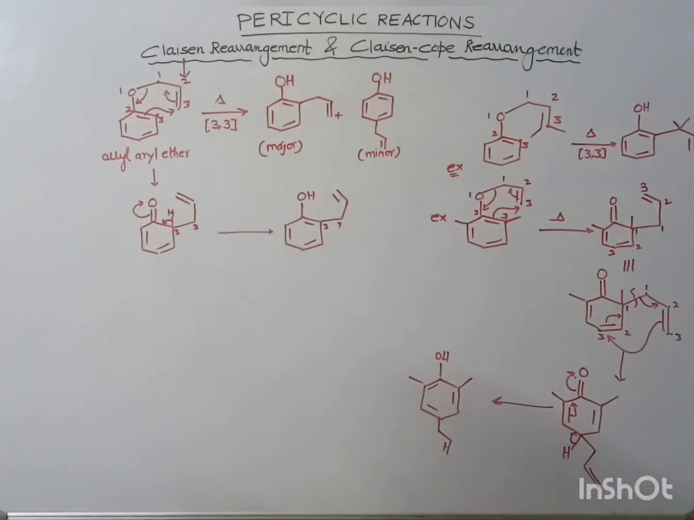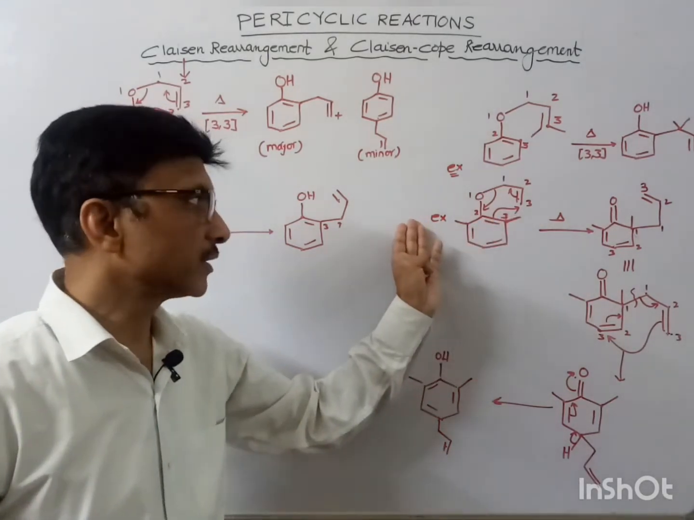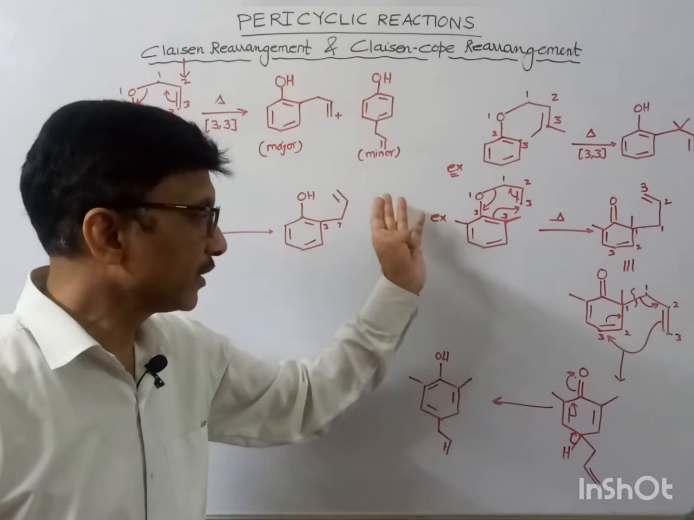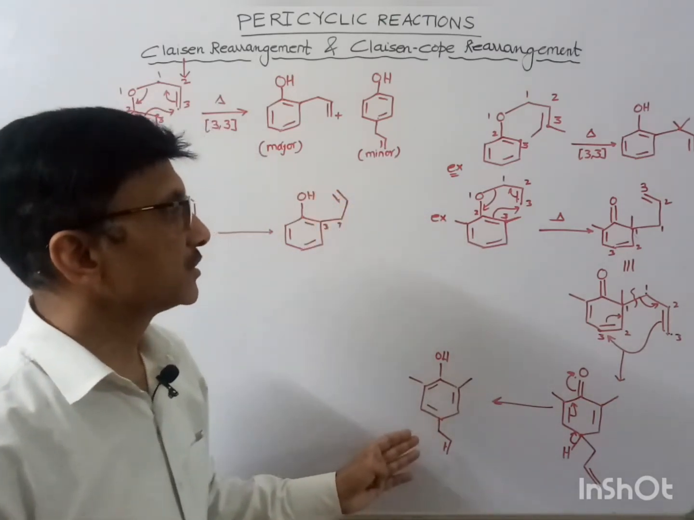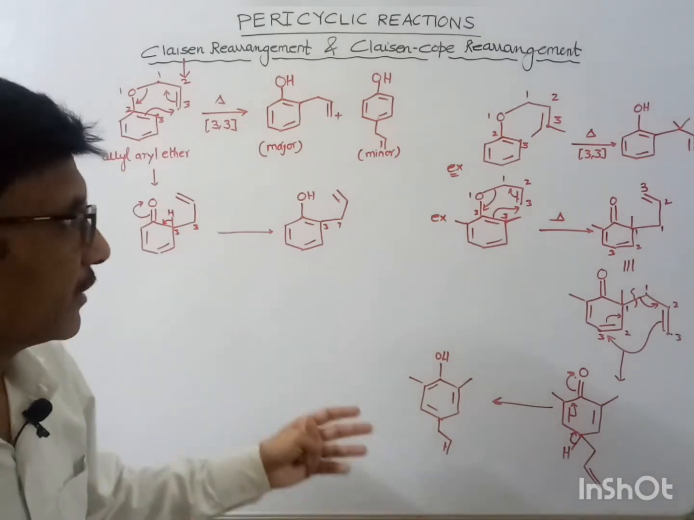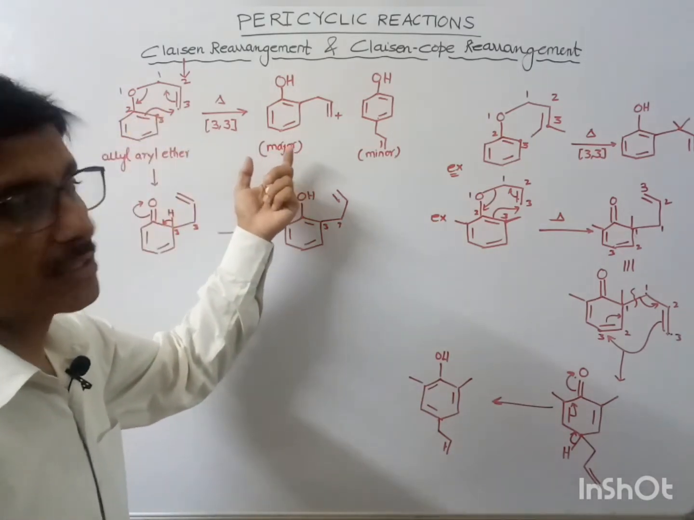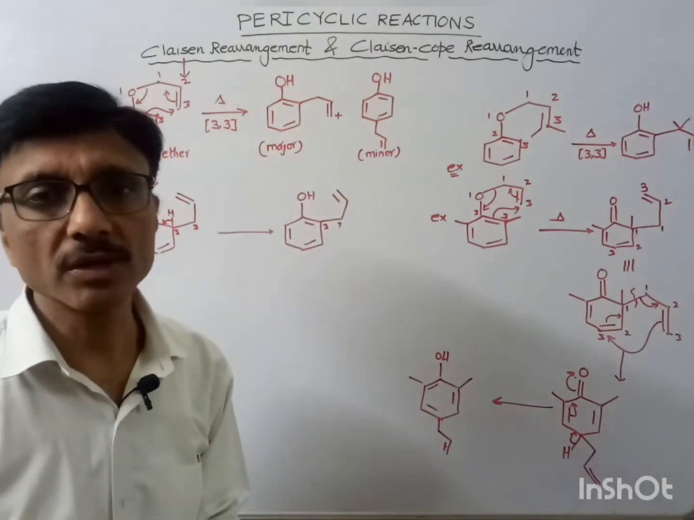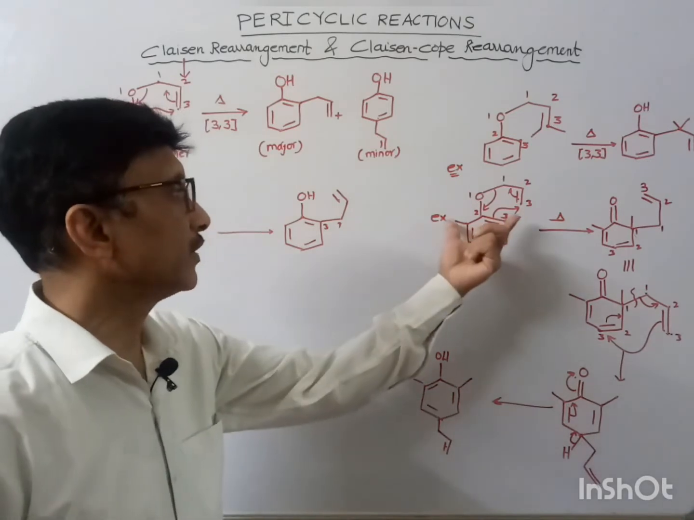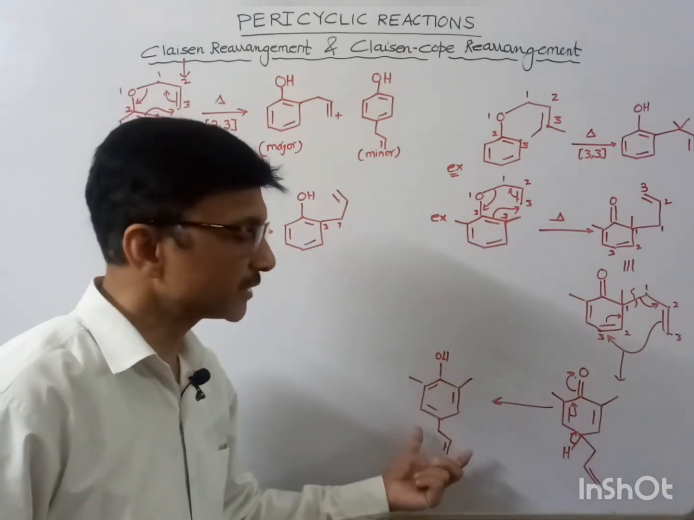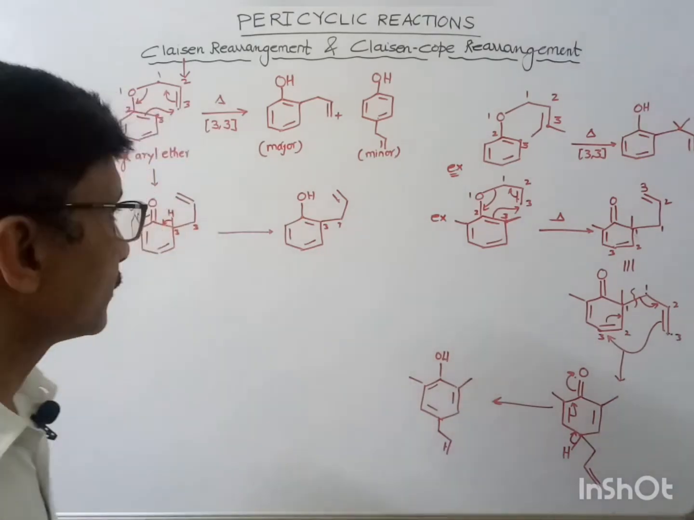Now, suppose this is the case when the ortho position is blocked. If the ortho position is blocked, then we are getting the para allyl phenol. So in Claisen rearrangement, the product that we get is the ortho allyl phenol as a major product, and if the ortho position is blocked, then we may get the para allyl phenol, that may be the main product.